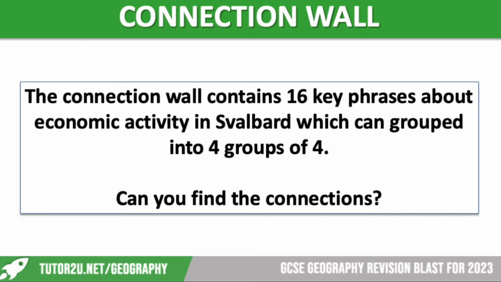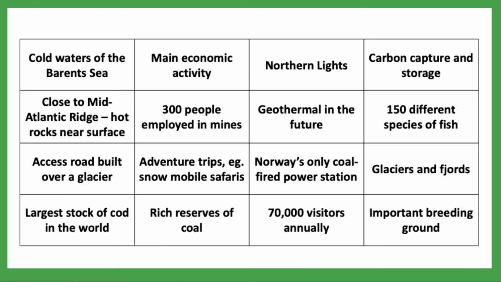Looking at the Svalbard case study, we're going to do a connection wall, which contains 16 key phrases about economic activities in Svalbard. They can be grouped into 4 groups of 4. And again, if you haven't done this case study, these are probably going to be fairly relevant to the case that you've done, although obviously with slightly different specific details. On the screen, we have got 16 things that are to do with Svalbard. They can be popped into 4 different economic activities.